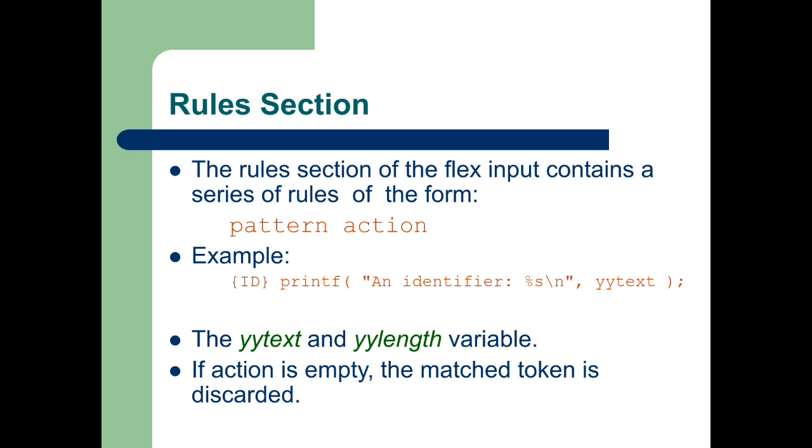Here we discuss the example of identifier. Whenever an id is satisfied, then we describe it as an identifier and display the value of that particular variable. So here yytext and yyleng are the variables, which are system variables where the value is stored.